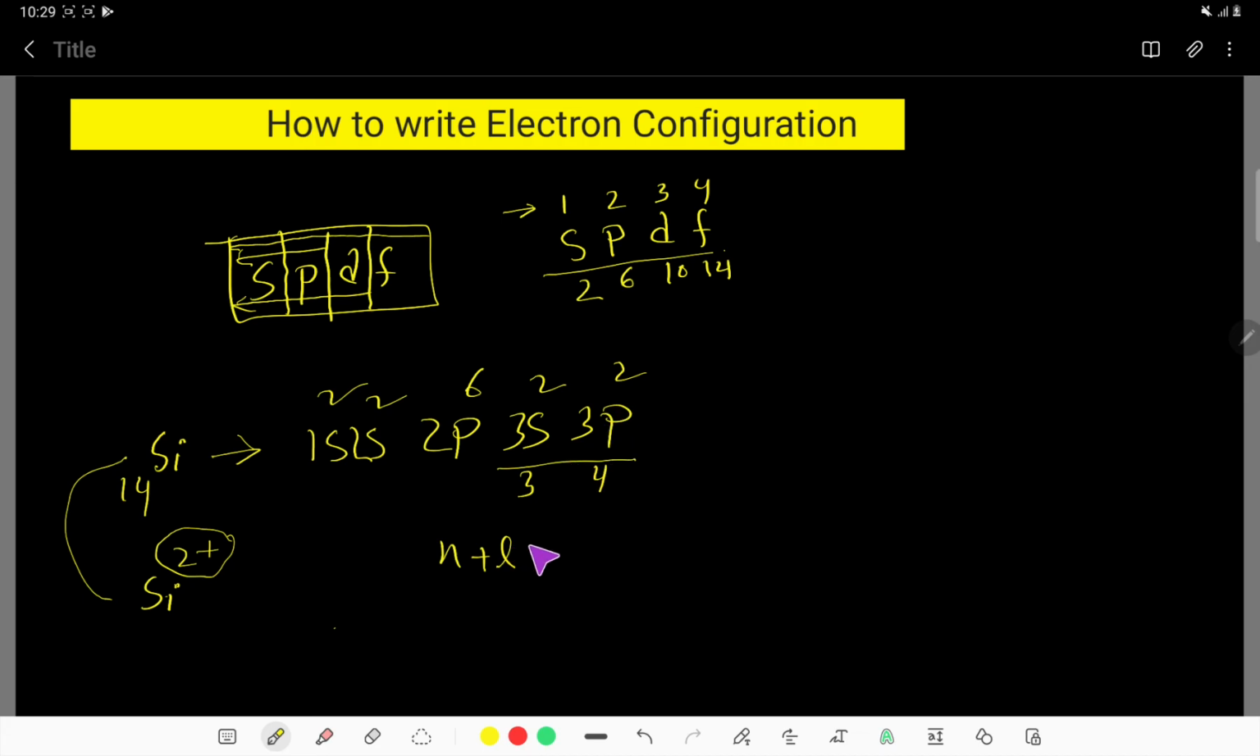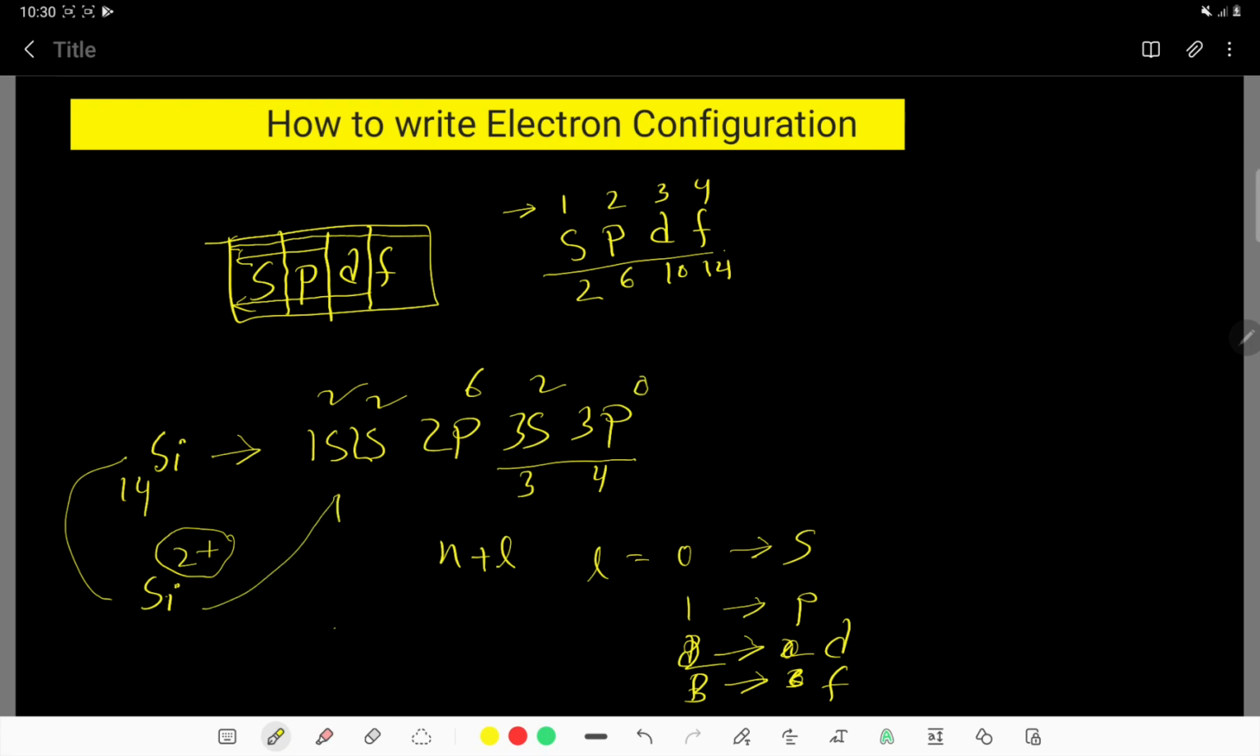You know that l equal to 0 means s subshell, 1 means p subshell, 2 means d subshell, and 3 means f subshell. The energy of a subshell is given by n plus l; by using n plus l we can calculate the energy. So 3s is 3, and 3p is 3 plus 1, 4. So our electrons will be removed from the highest energy subshell. So this is the electron configuration of silicon 2 plus.